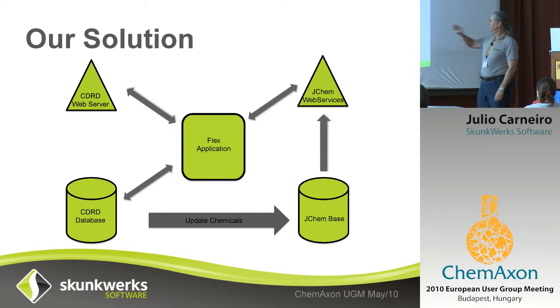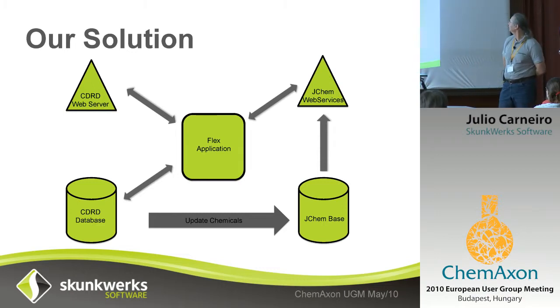So basically, CDRD is the customer, the client in question. We have our own database managing the whole application, like project management, address book, everything. It's not an ERP kind of application, but more of an operations type of application. And we have the web server, which is serving all the web applications, which in our case are Flex applications. And we keep all the compound library registrations in our database, and that's replicated into JChem Base, which we use for searching. And then we use JChem Web Services to interface between JChem Base and our Flex application.